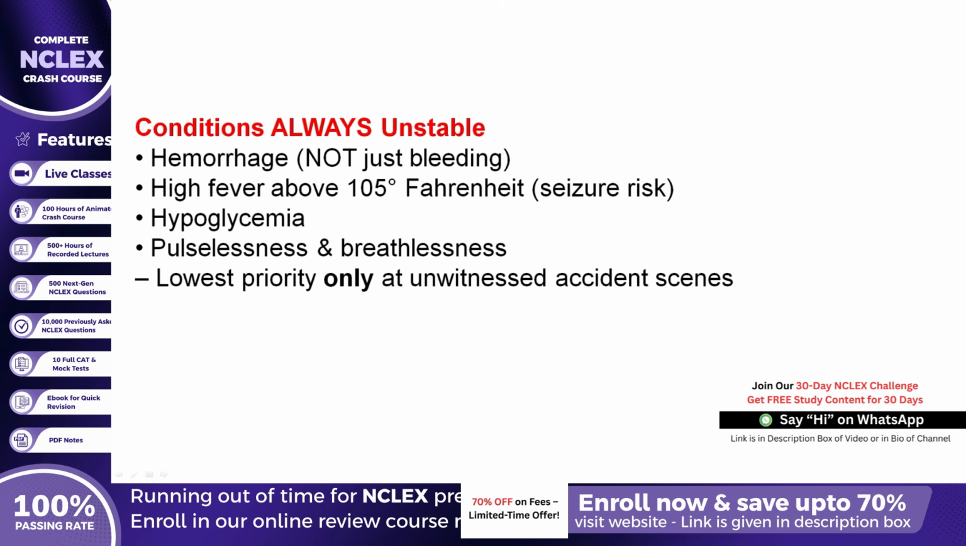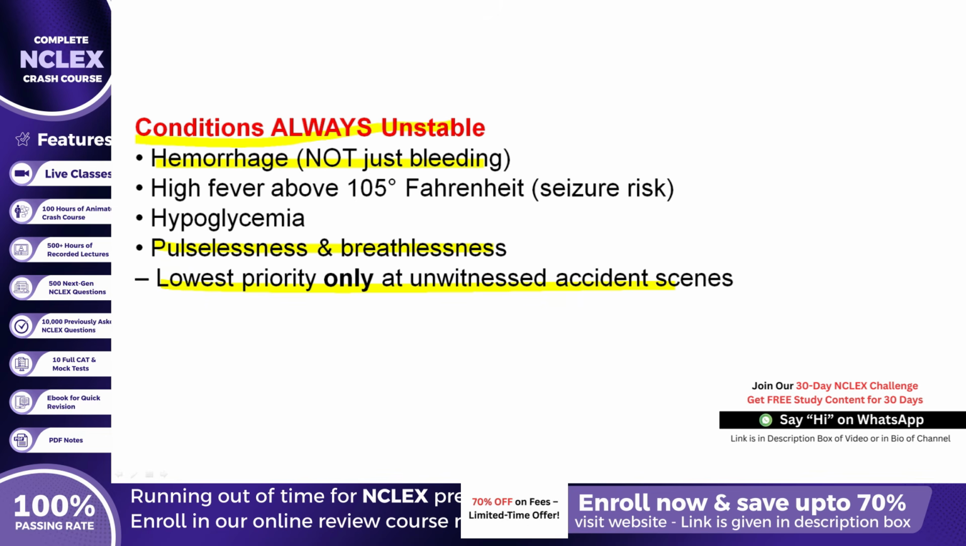Let us begin by reviewing the conditions that are considered always unstable. And first, I want you to remember that hemorrhage, and not just simple bleeding, automatically makes any client unstable. As we continue, a high fever above 105 degrees Fahrenheit becomes a critical concern because it significantly increases the risk of seizures. Moving forward, hypoglycemia is also an unstable condition because the brain cannot function without glucose. Finally, pulselessness and breathlessness are included here as well, although they become the lowest priority only when they are found at an unwitnessed accident scene.